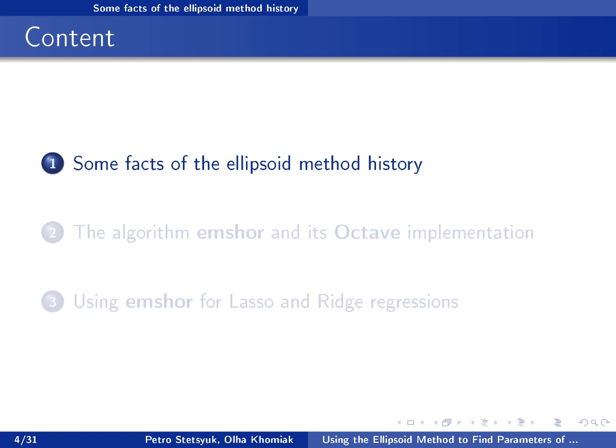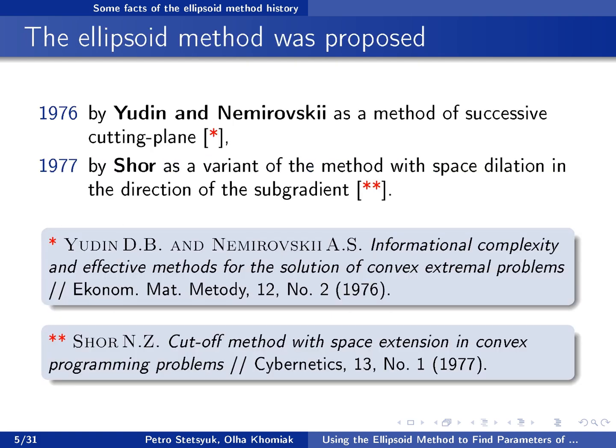Let's move on to the first part of our talk. It includes some facts from the history of the ellipsoid method, which we will present on the next 7 slides. These are slides with numbers starting from 5 to 11. Let's go to the first slide of the first part of the report.